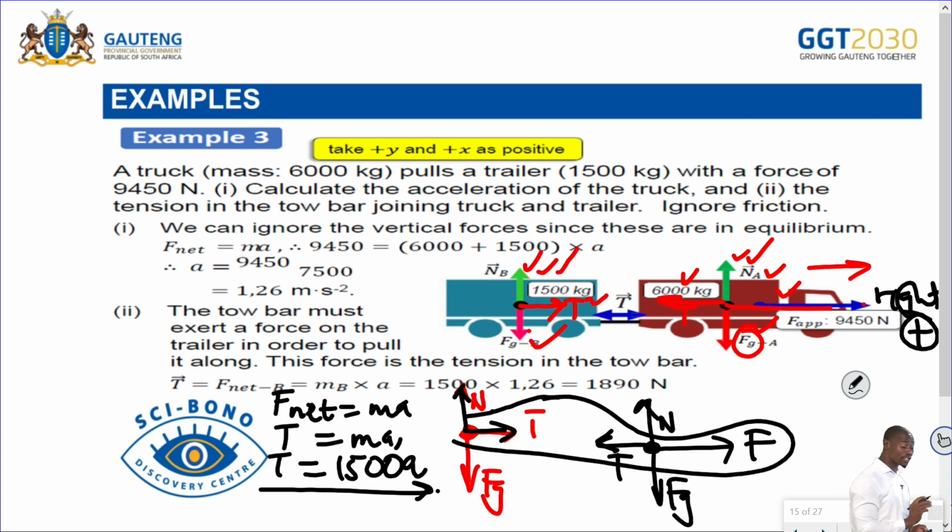Then you come to this one. This is what we want you to do, right? Don't combine all the forces in the system. Focus on each object. Have F net equals MA for each object, all right? So for your 1,500 kilogram object, this is the equation: T equals 1,500 A. And then for this one, there are only two horizontal forces, T and F.